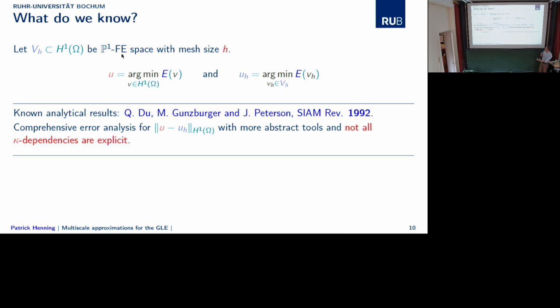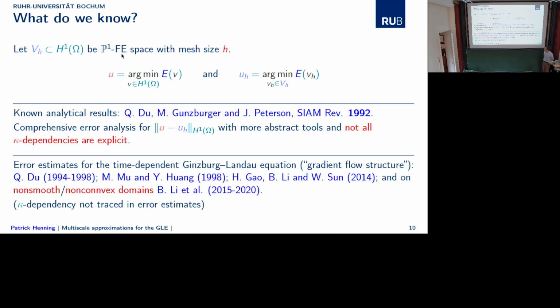But the tools that they used to prove this were abstract tools, and they did not really allow to trace these kappa dependencies. So asymptotically, it converges with the order H to 0, as you expect in this case using P1 finite elements, but it was not clear how that depends on kappa. Okay, so that question is open.